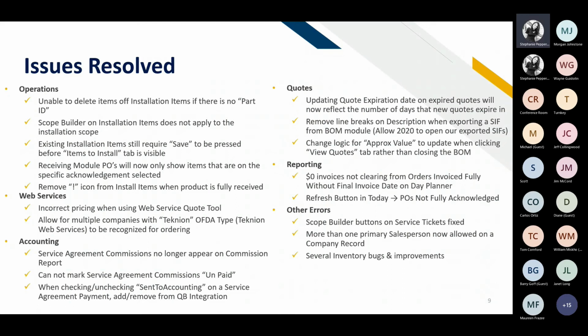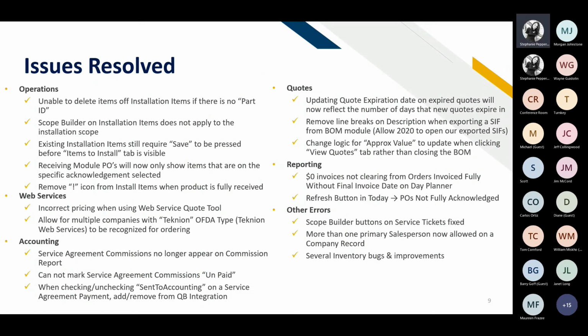Existing installation items, when you double click on it, it required you to hit save in order to see the items to install tab previous to this update. Now, when you double click on an installation item from the install calendar, something already existing, it will just have the items to install visible now, where you can just click on it and review or add anything that you need to add there. So the save button is no longer required.